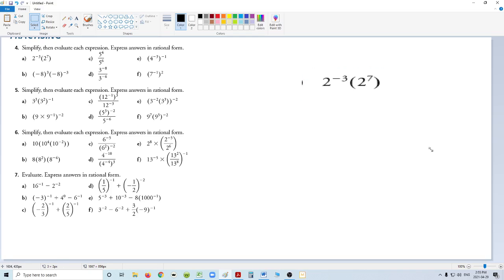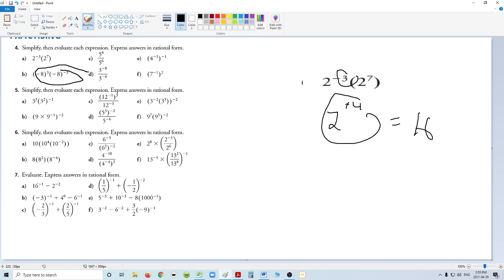So what's the rule here? They're the same base, so you can add their exponents. Minus 3 plus 7 is 2 to the positive 4, which is 16, I think. And again, you can add these. 3 plus minus 3 is 0, so this becomes minus 8 to the 0, which is 1. This becomes 5 to the negative 2 because you subtract their exponents. Minus 8 minus minus 6 becomes minus 8 plus 6, which becomes 3 to the minus 2, which is 1 over 3 squared, which is 1 over 9.